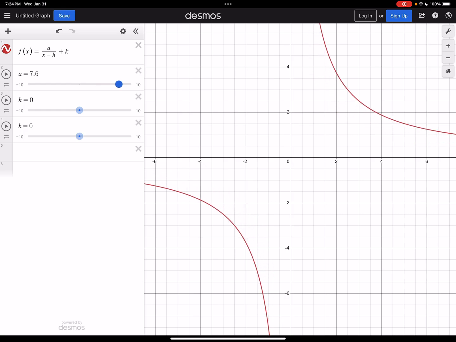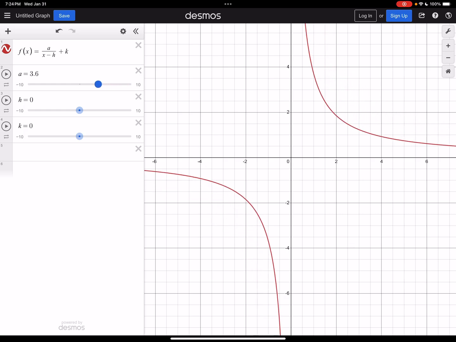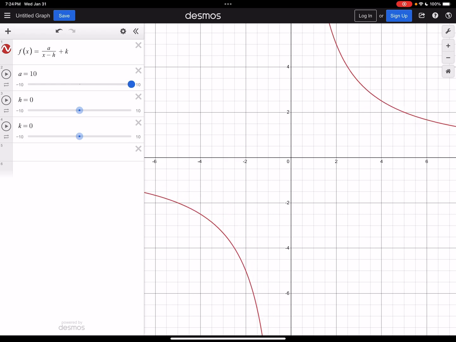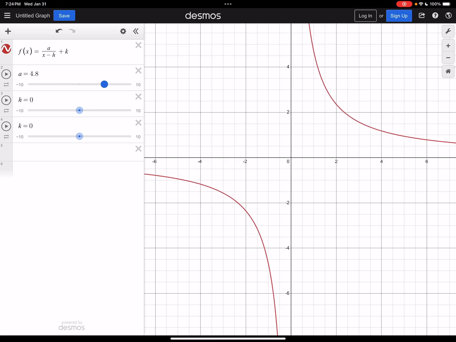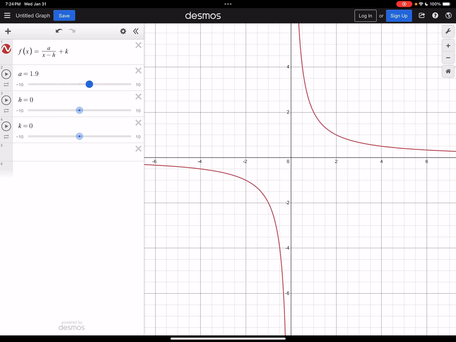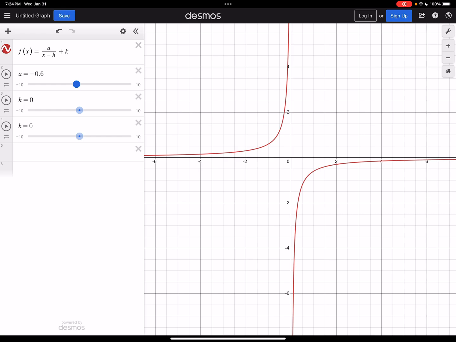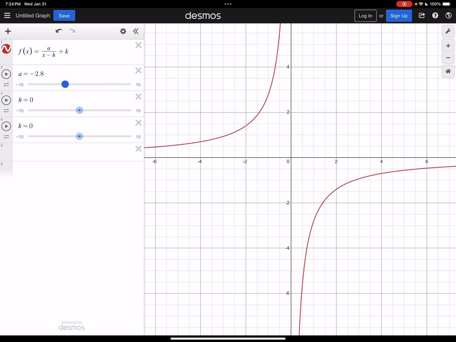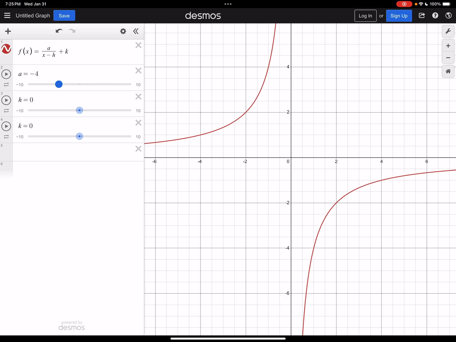So as a increases, we'll just call that a vertical stretch because the y values are being expanded, right? They're going up. It's getting taller, right? As I increase a. If I decrease a all the way towards negatives, notice what happened. Think about what quadrants it was in. Before it was in quadrant 1 and 3, and then it flips. It switches to quadrant 2 and 4. Right? So it's switching quadrants.